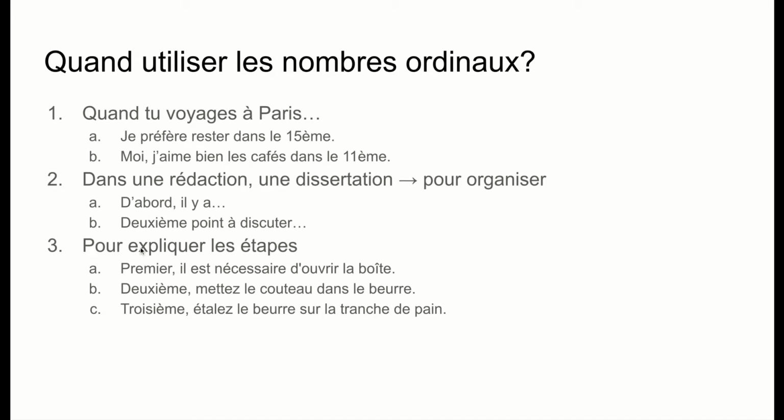Just because I'm going to have you do a recipe project eventually here. Pour expliquer les étapes, to explain the steps of how to do something. Premier, il est nécessaire d'ouvrir la boîte. Deuxième, mettez le couteau dans le beurre. Troisième, étalez le beurre sur la tranche de pain. Okay, so voilà, I've just told you how to put butter on a piece of bread. It's really just a way to organize.